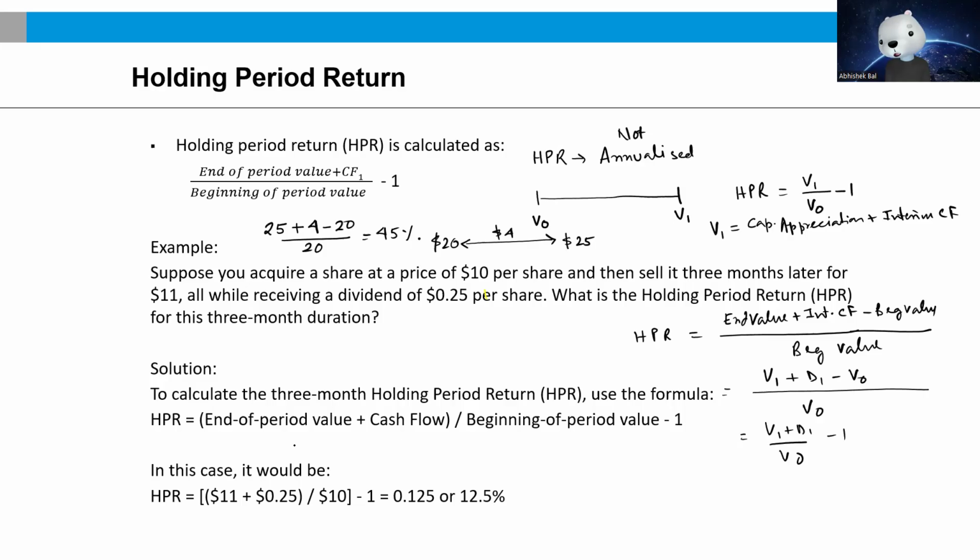All right, so I leave this to you. There is a problem that is being set. Suppose you acquire a share at $10 per share and then sell it 3 months down the line for $11 while receiving a dividend of 0.25. We have to calculate the holding period return, and it is straightforward. Please notice that the 3 months here plays no role at all. So 11 plus 0.25 divided by 10, minus 1, or 12.5%.